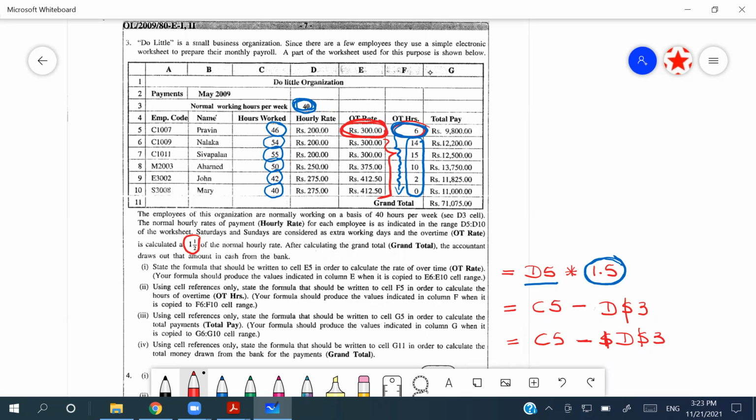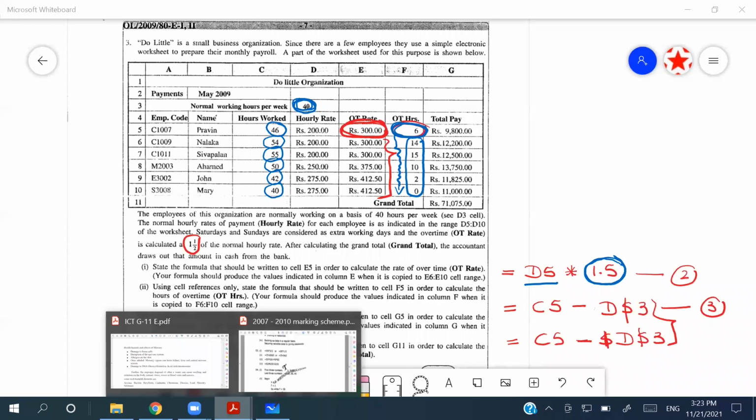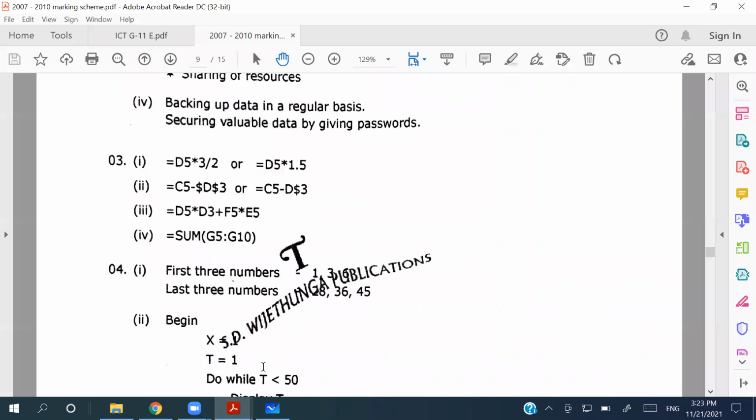So any one of the answers will have 3 marks, right? This got 2 marks for you. Here you are going to have 3 marks for any one of these, right? And if we look at the marking scheme, they give you the same thing.